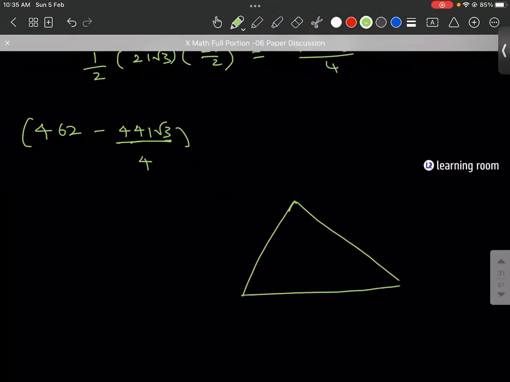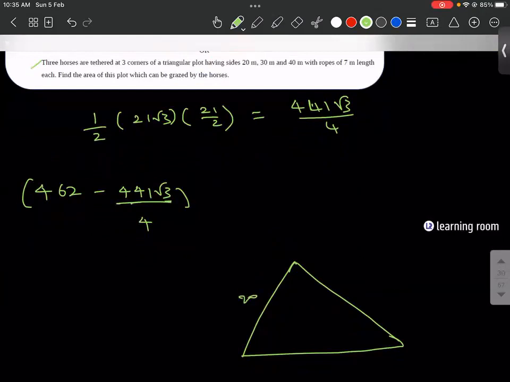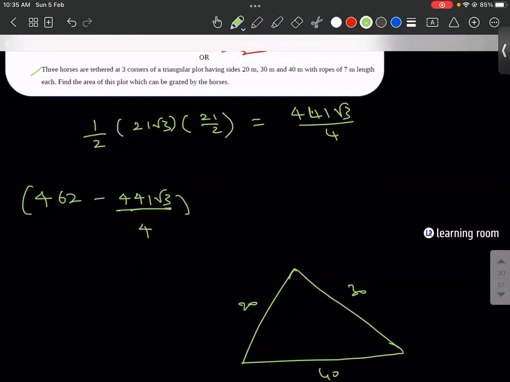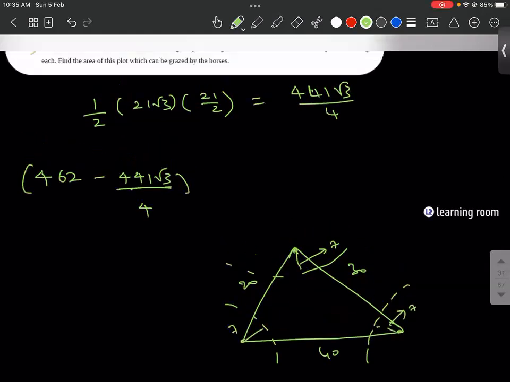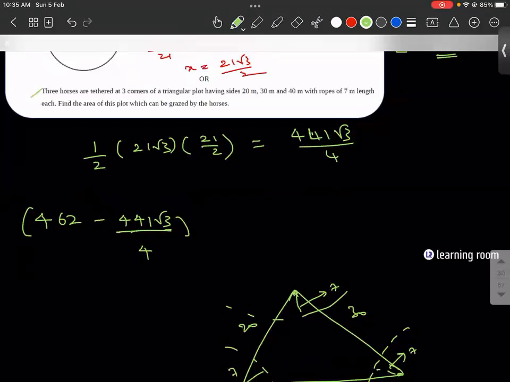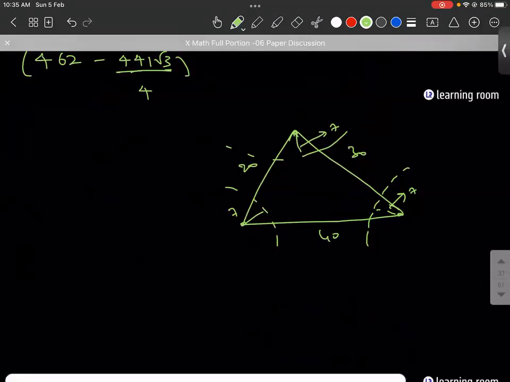Correct. Okay, sir. So 20, 30, 40. So this is 7, this is 7. Sir, I don't think we need to use the sides. No, I'm just drawing the diagram. Find the area of the plot which is grazed by the horses. So what is the area? The area is theta by 360 pi r square.